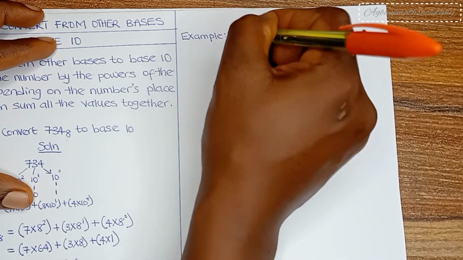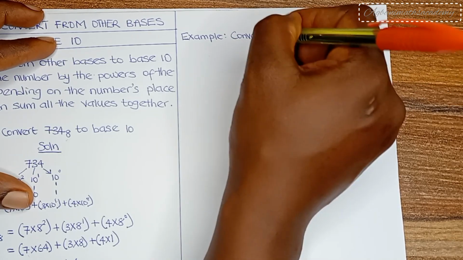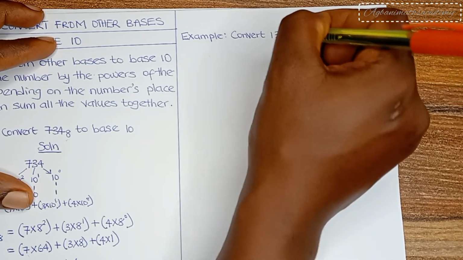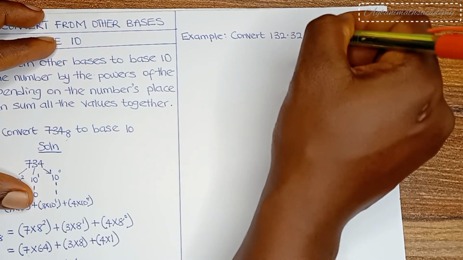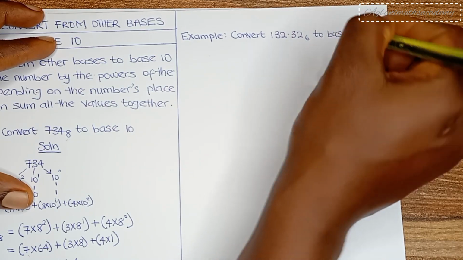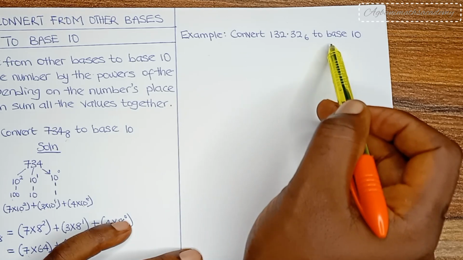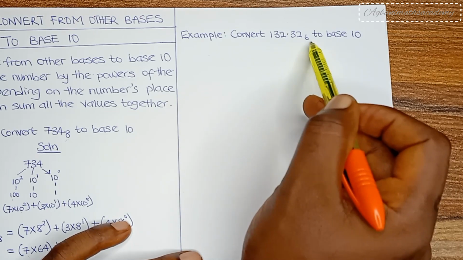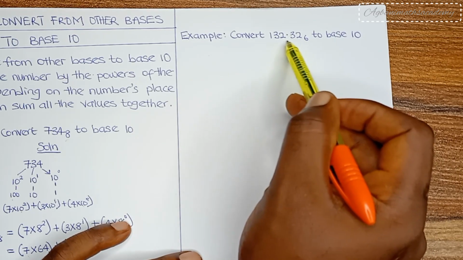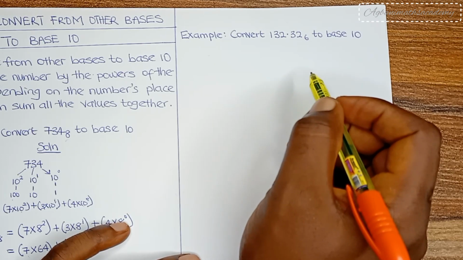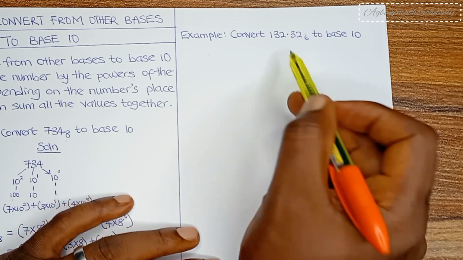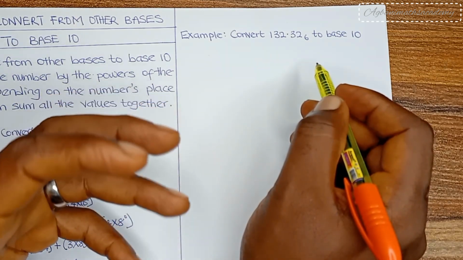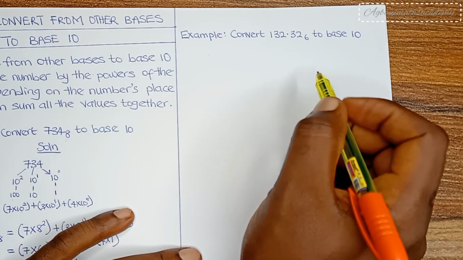Convert 132.32 base 6 to base 10. To confirm that our equation is correct, we are working with base 6. Therefore, none of the values here should be 6 or above, because all the numbers in base 6 should be less than 6. Looking at this, we can see that all the numbers are less than 6. That means we are correct.